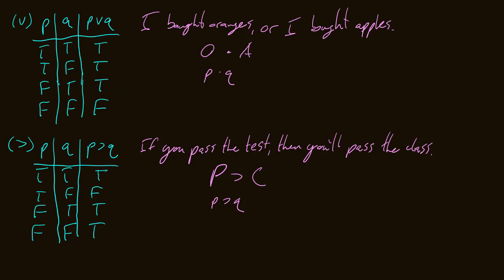Because I claim that if you pass the test, you would pass the class. Yet here you are passing the test and not passing the class. So you would say P then Q is false when P is true and Q is false. And that should also make sense.